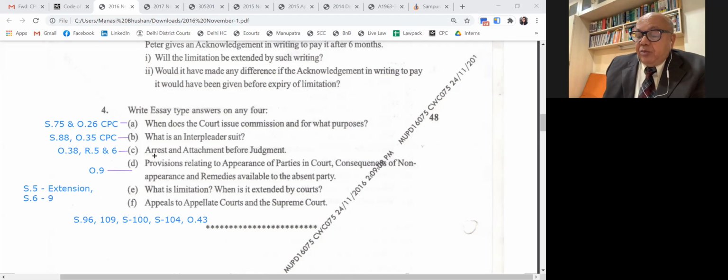Then appeal to the Supreme Court, to be read under section 109 and Order 45. Supreme Court, and a certificate is given under Article 134 of the Constitution. That completes the question.